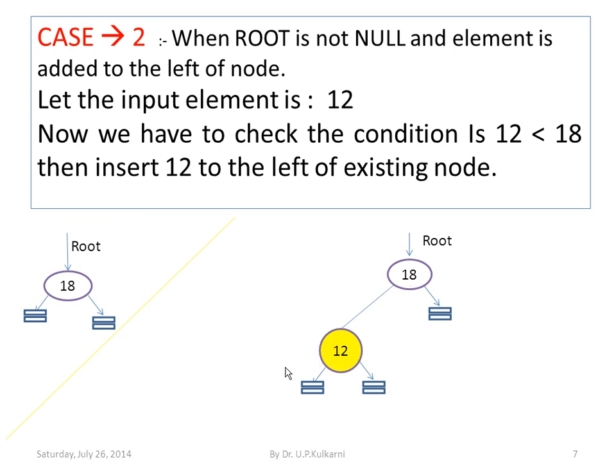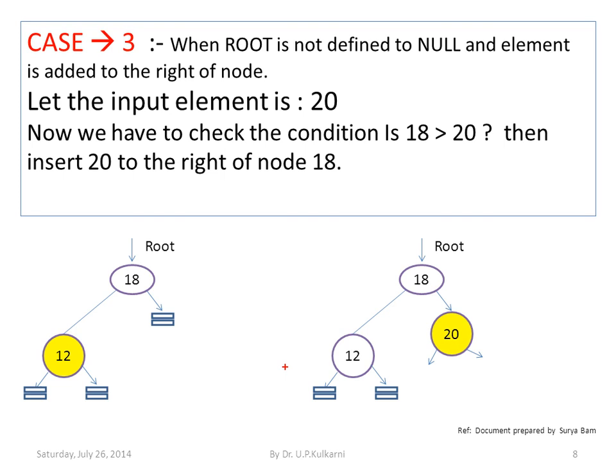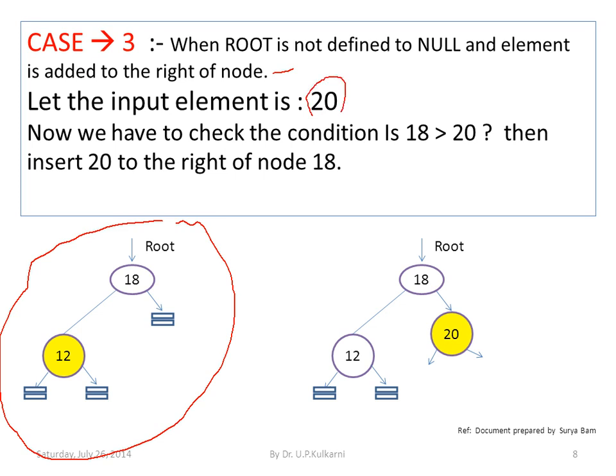This is case number 3, and it is simple. Assume that we have a tree like this and we are adding a node to the right of the root, or in fact to the right of any node. So when the root is not null and an element is added to the right of a node, let's assume that the number is 20.